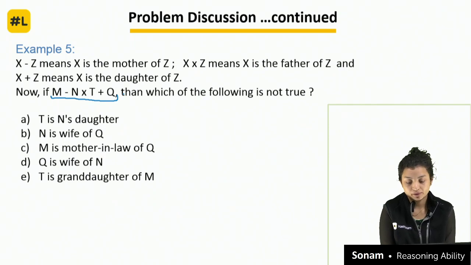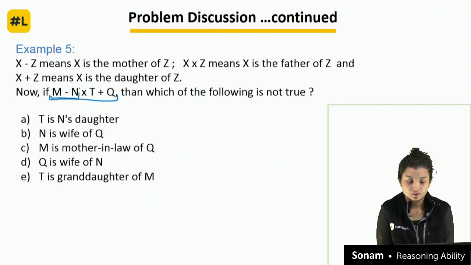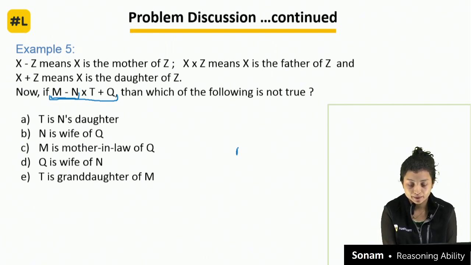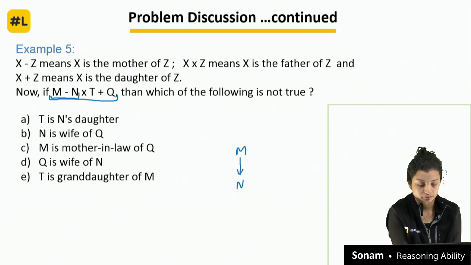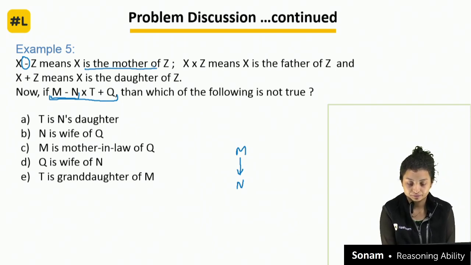Okay, let's do one by one. First part, M minus N. What does M minus N represent? M is mother of N, correct? By here, minus sign, mother of, correct? So M is mother of N.